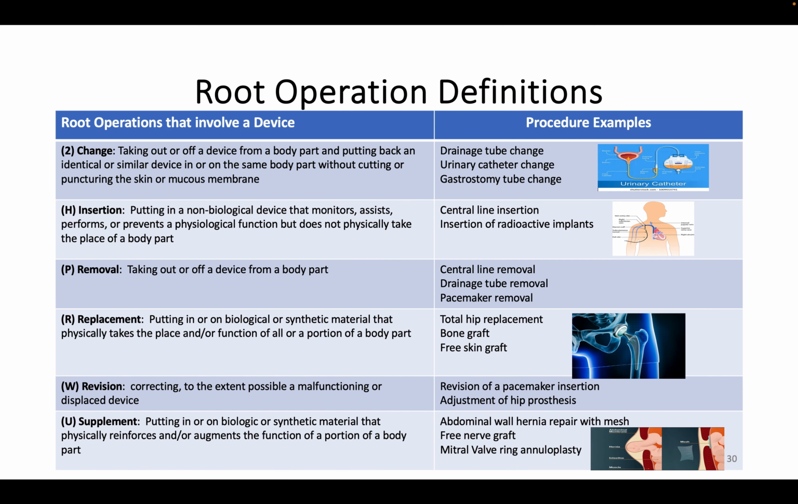Next, our root operation involves a device. Here we have 6. We have change, which is represented by 2. Taking out or off a device from a body part and putting back an identical or similar device in or on the same body part without cutting or puncturing the skin or mucous membrane. This would be your drainage tube change, your urinary catheter change, your gastrostomy tube change. So you're just changing out the device.